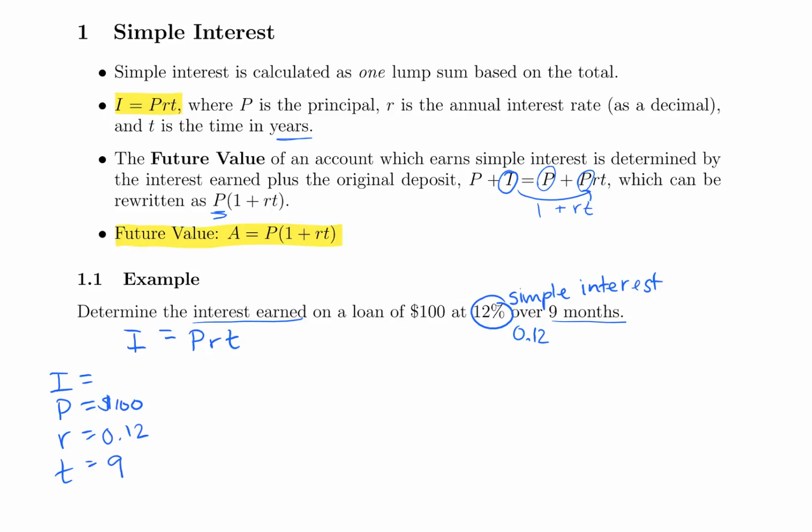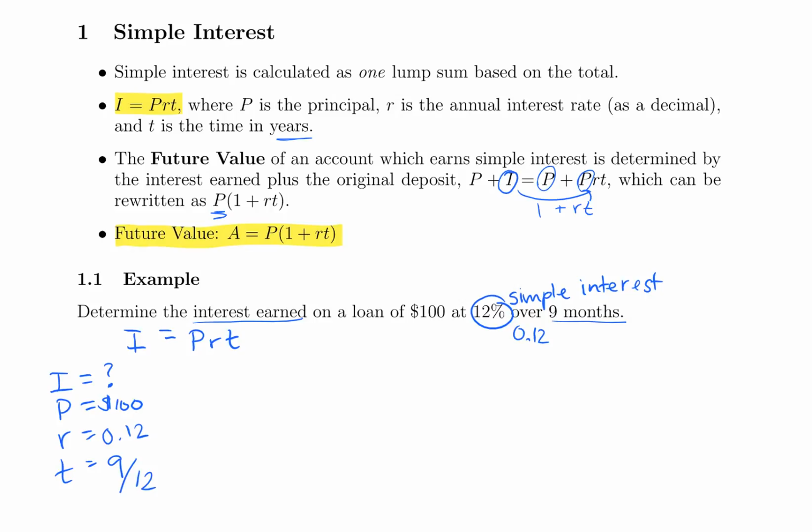Now, if I just said T equals 9, that would indicate 9 years, and that's not what we have here. We have 9 months. So I have 9 months out of 12 months in a year. So I have 3/4 of a year. You can leave it as 9 over 12, or you can rewrite it as 3/4. The thing that we're looking for is the total amount of interest. So you can leave it blank or put a question mark, something to indicate that we don't know what that is.